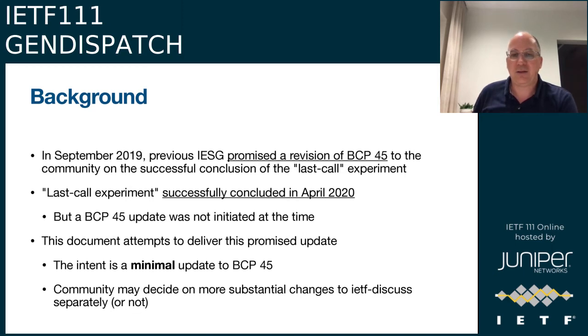As I started putting this together, the intent was very much for this to be the most minimal update to BCP 45 that we could do to reflect the creation of the last call mailing list. I think already before I posted this, there were proposals to more significantly revise the IETF discussion list. I think that's a separate discussion for the community, that we can still decide to revise IETF discuss as we see fit. But the purpose of this document is to reflect the creation of last call and some other related lists like admin discuss, which also didn't exist at the time BCP 45 was written. Next slide.